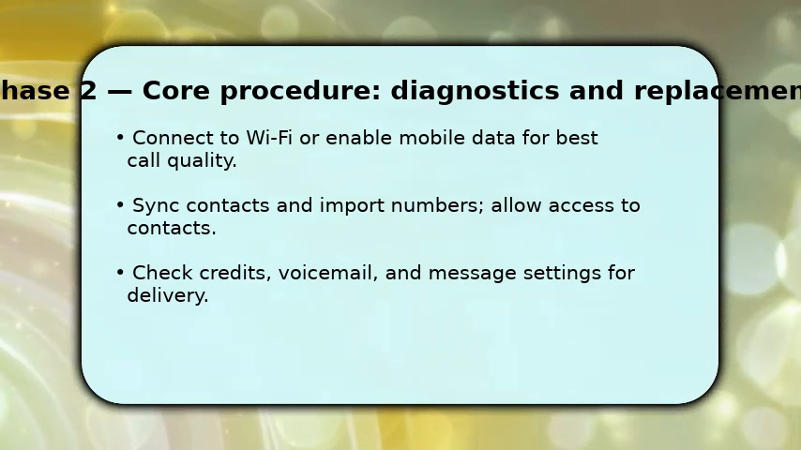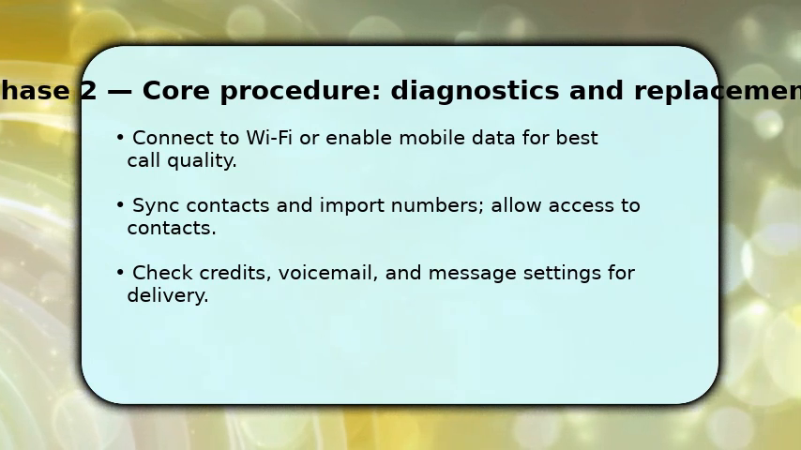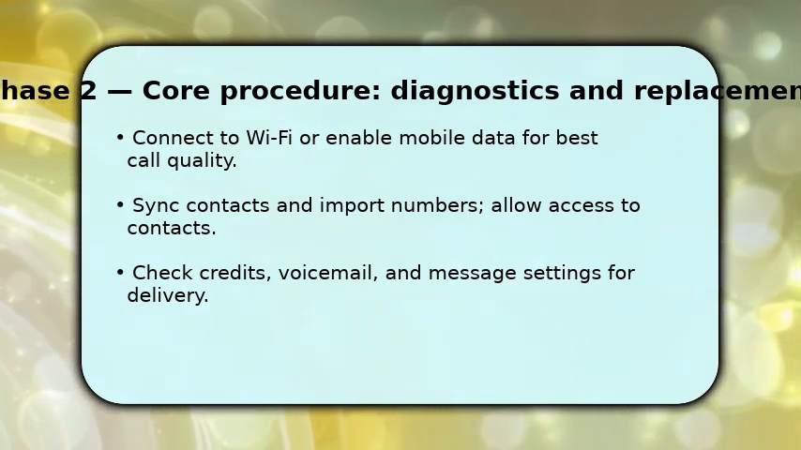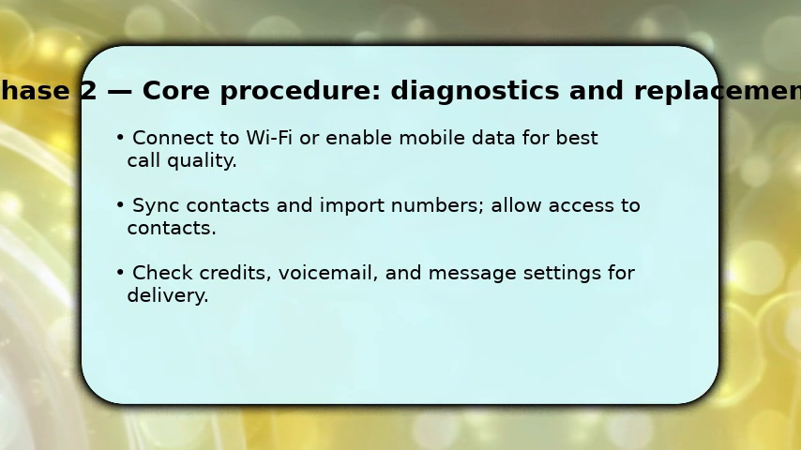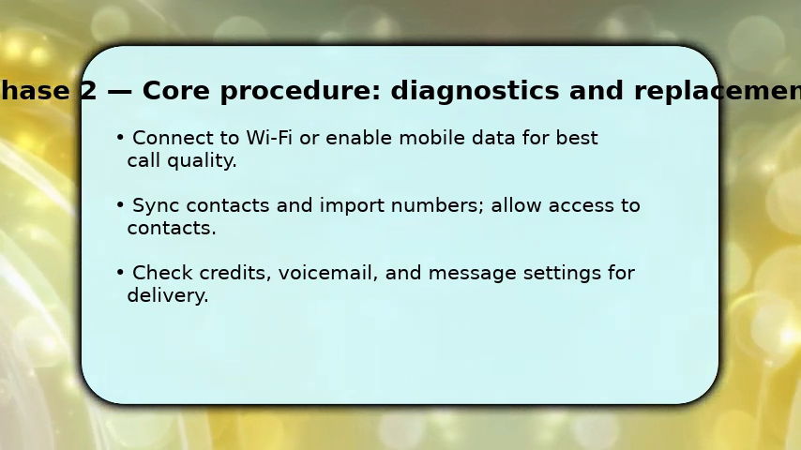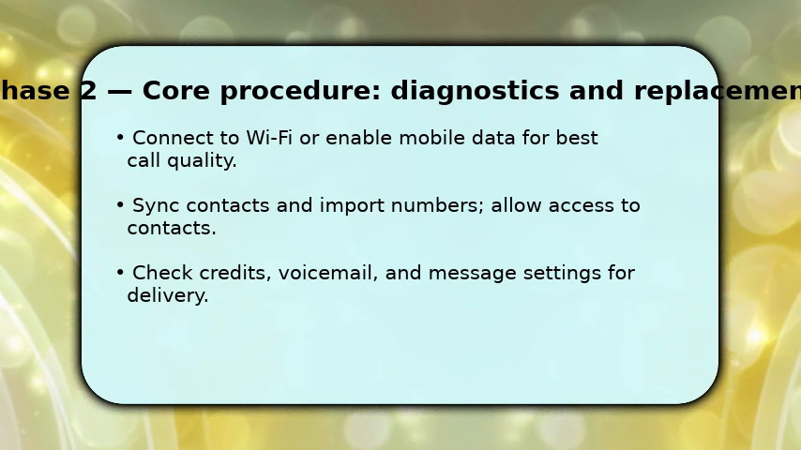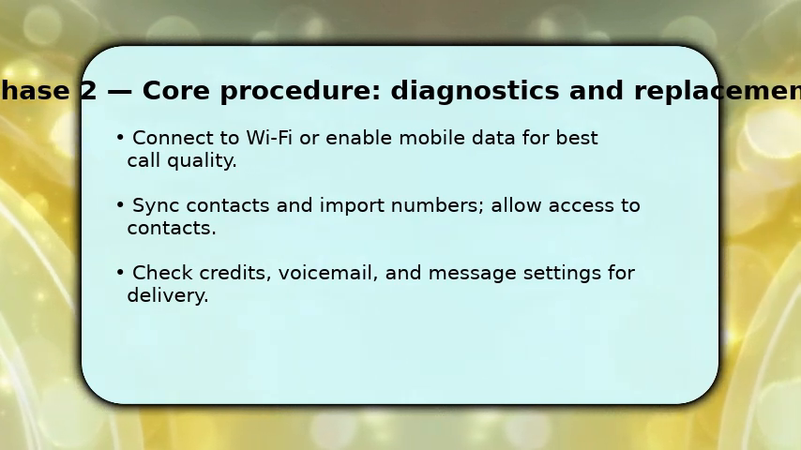Then review credits and voicemail options. Buy credits if you plan to call non-Text Now numbers. Customize message bubble, notification, and blocking preferences. These choices control how you're reachable and prevent spam, which keeps your messaging smooth and reliable.